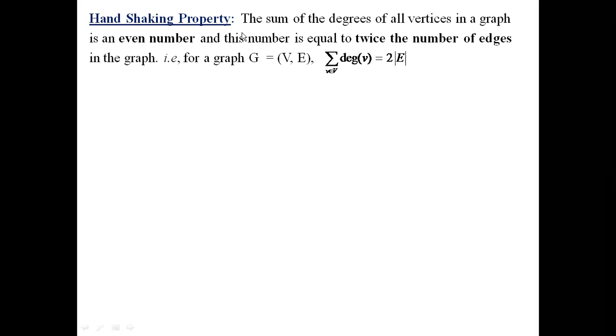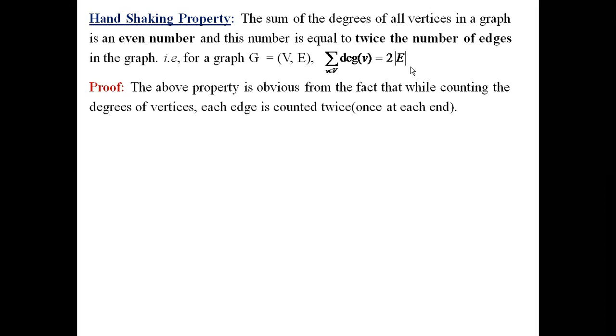A very important property. Whenever we write down the degrees of all the vertices, the sum of the degrees of all the vertices is always an even number, and that number is always equal to twice the number of edges. So summation of degree of v is equal to 2 times the cardinality of E. The proof for this property is obvious because while counting the degree of the vertices, each edge is counted twice, once at each end. So that is the reason this becomes 2 times the number of edges.